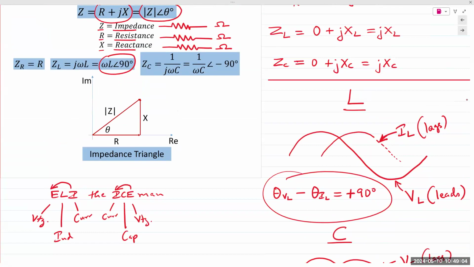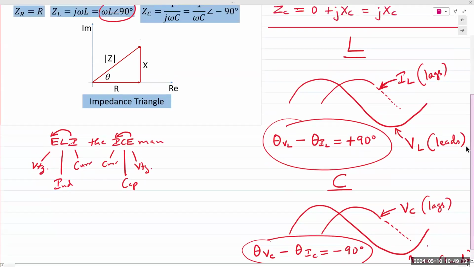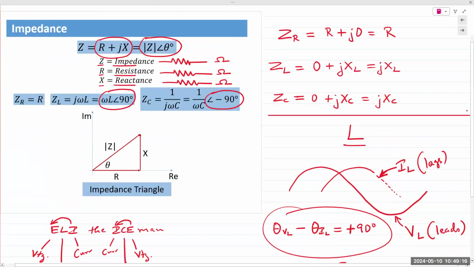Similarly, for a capacitor, the phase difference of voltage and current is always minus 90. And because it's minus 90, the impedance of a capacitor will always have a minus 90 angle. And that's where that comes from. Hence, the impedance for a capacitor is always going to be minus j times XC. So this is minus j.